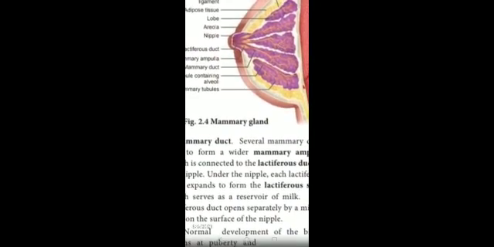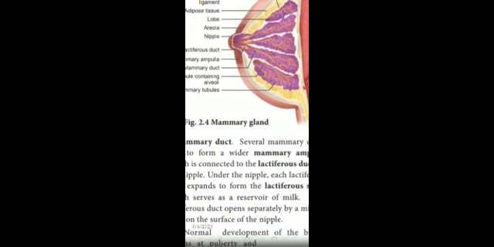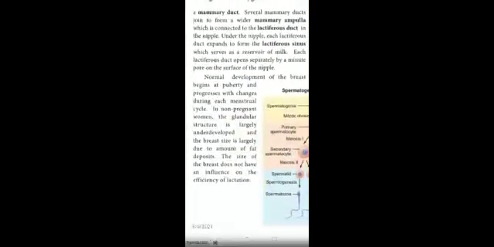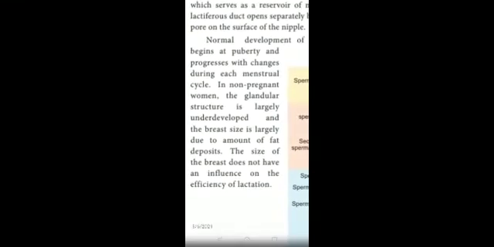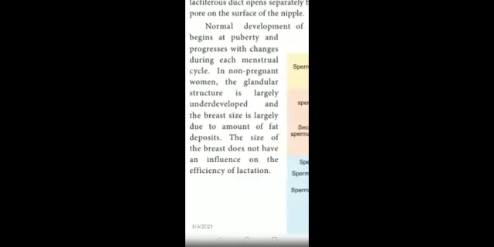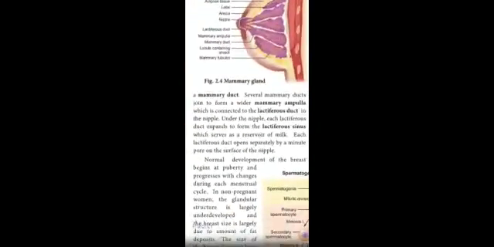We have one more piece of information about the mammary glands. The normal development of the breast begins at puberty and progresses with changes during each menstrual cycle. In the non-pregnant woman, the glandular structure is largely underdeveloped, and the breast size is largely due to the amount of fat deposited. The size of the breast does not influence the efficiency of lactation. So this is the information about the mammary glands.